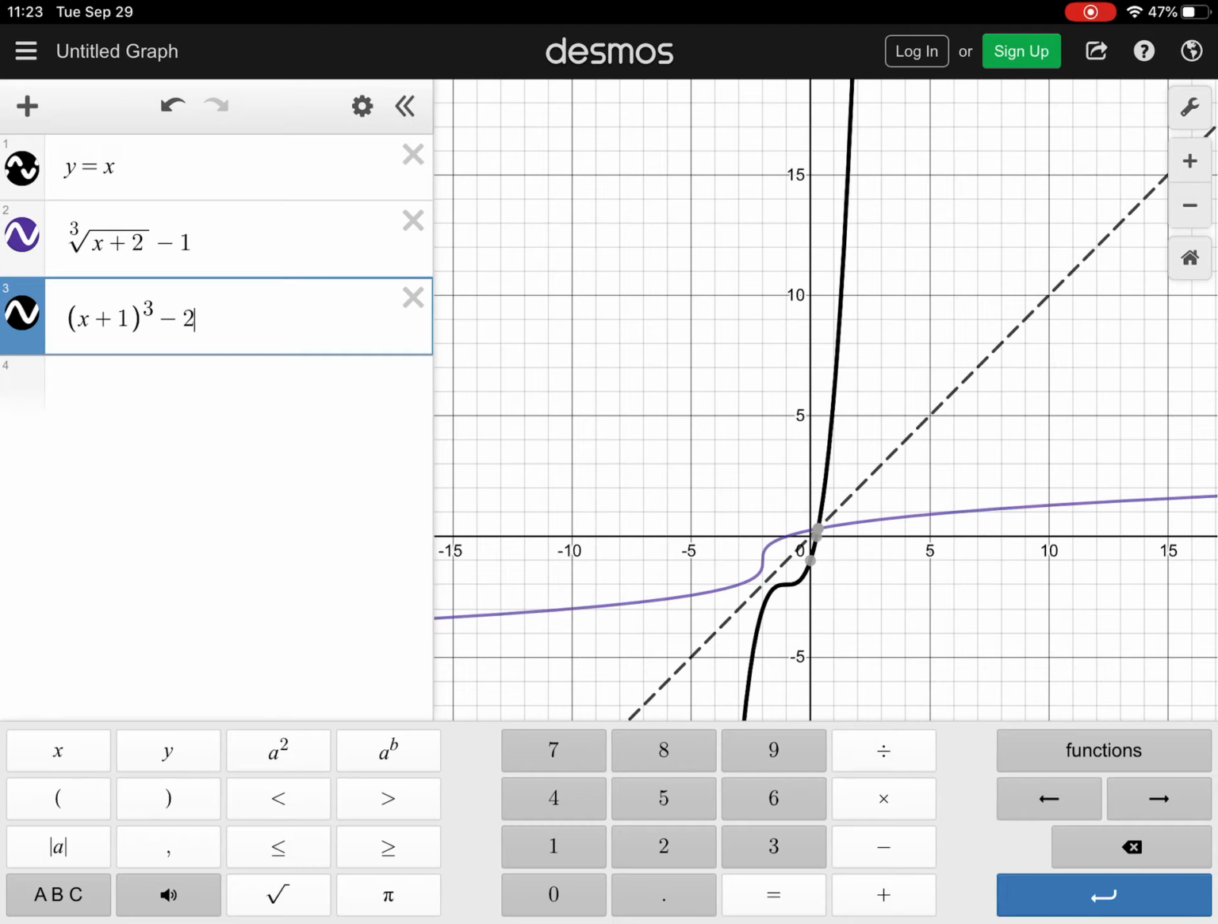Looking at those, thinking about that line, yep, they fold right on that line. So another way to say, yes, they are inverses. So thank you for sticking with me through this second problem.